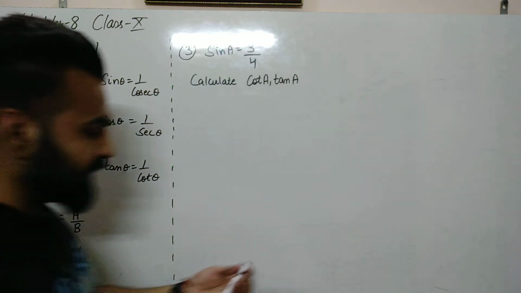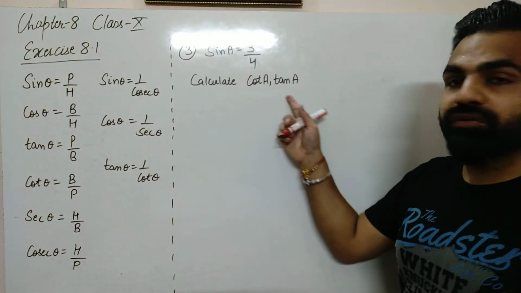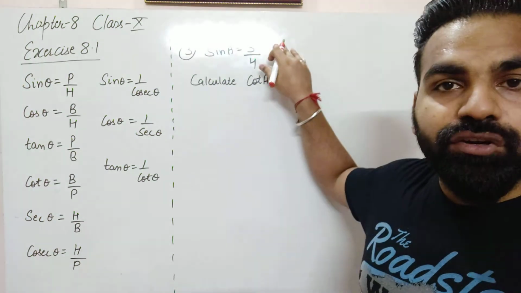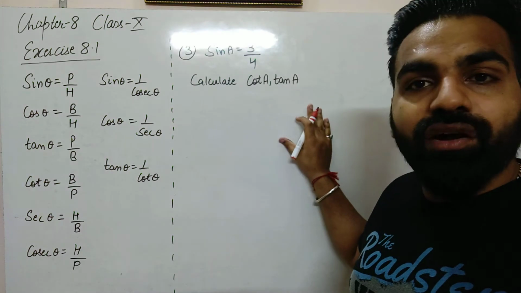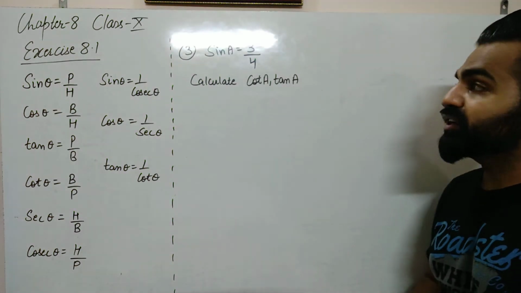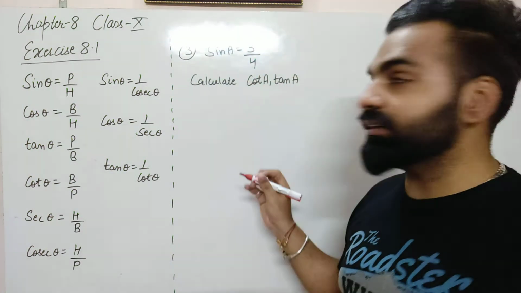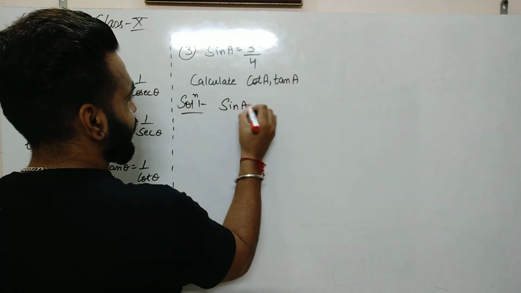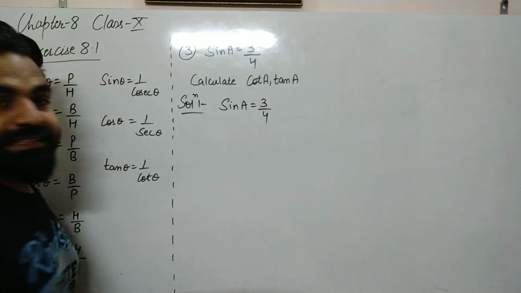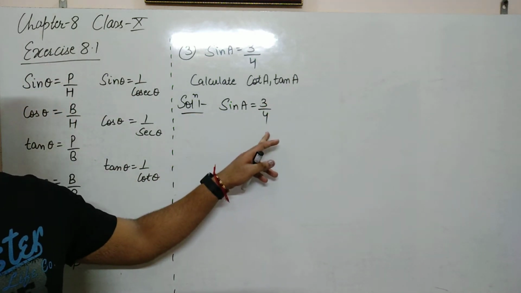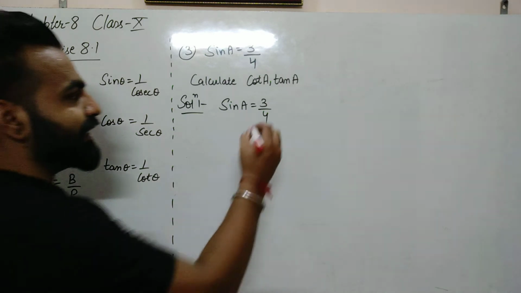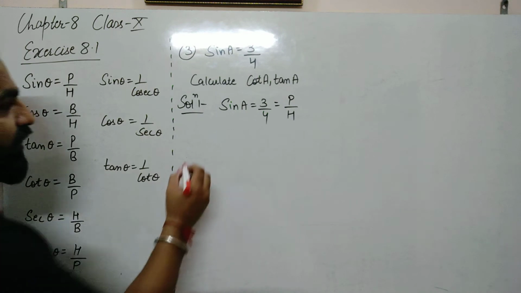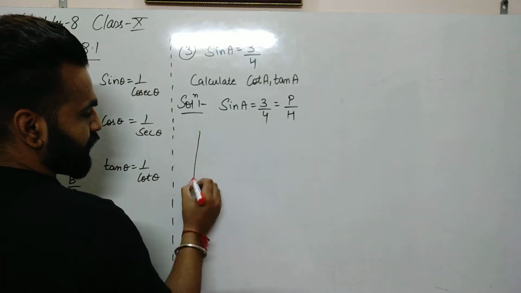Now question number 3, sin A is 3 by 4. We have to find cot A and tan A. I already told you that whenever one trigonometric ratio is known, we can find all the rest of the trigonometric ratios. So now sin A is given as 3 by 4. So basically this is the ratio of two sides and we know that sin is equal to P by H. So we will construct a rough triangle here.